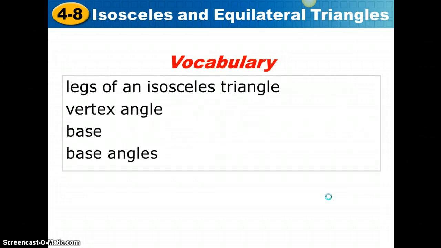Here's a list of your vocabulary terms. Once again, make sure you are going through using your textbook to fill in vocabulary both in the note packet and in your vocab notebook before you begin watching the video.